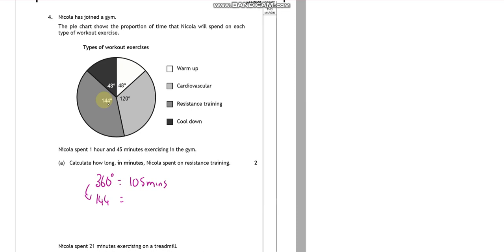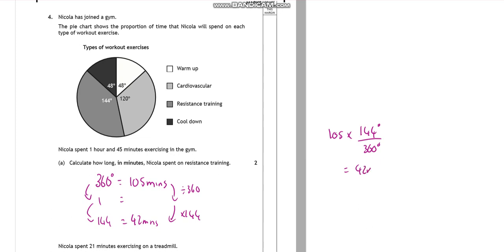Now, that's one way of thinking about it. If you wanted to, you could say, okay, well, I'll get to 1 degree, and then I'll get up to 144 degrees. So I'm going to divide by 360 and times by 144. That's one way of thinking about it. If you do your calcs, you're going to end up with 42 minutes in there. The other way would just be to do a little equation where you say you've got 105 minutes, and I'm going to times it by the 144 degrees out of 360 degrees. That'll still give you 42 minutes as well.